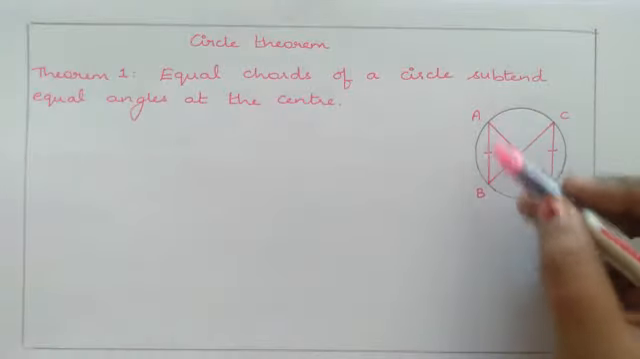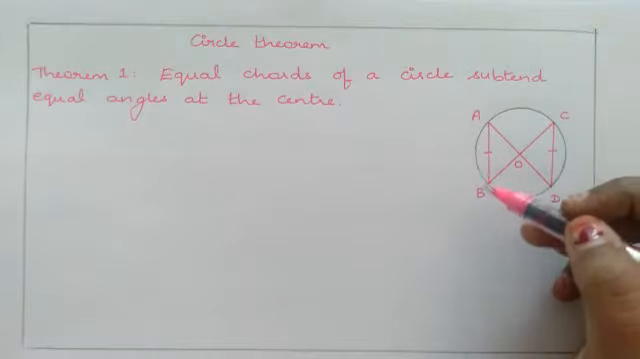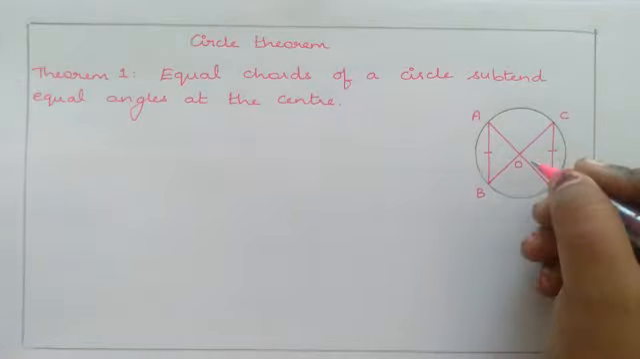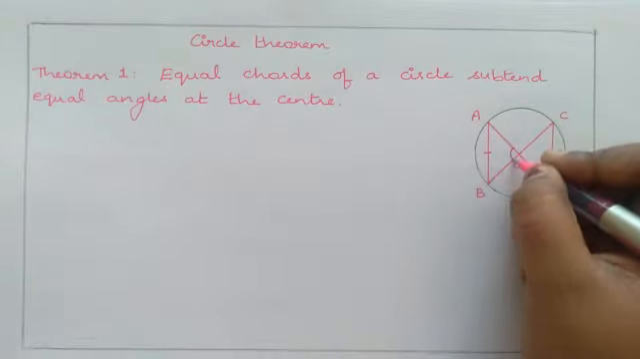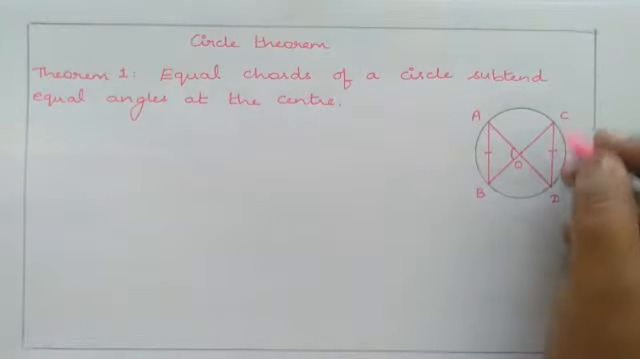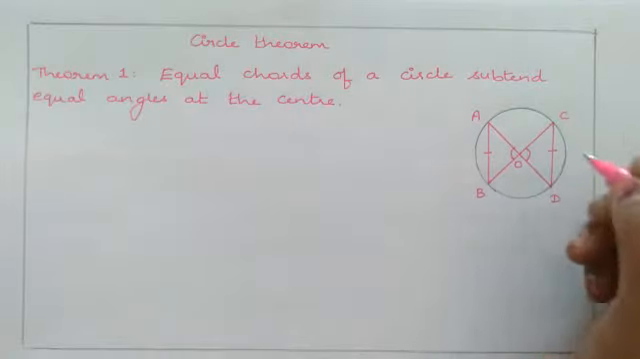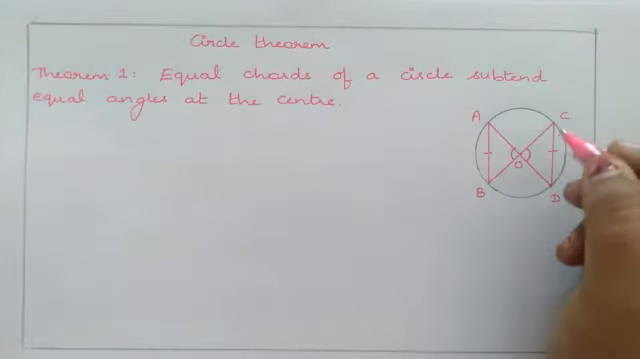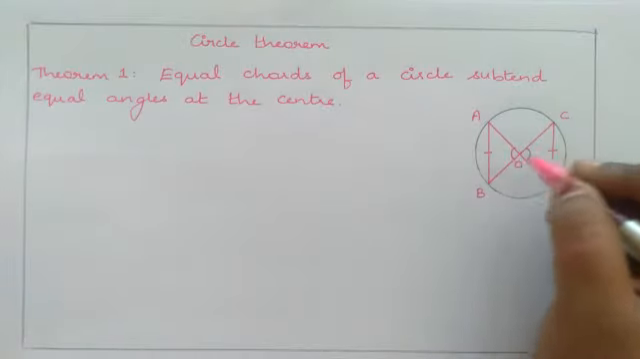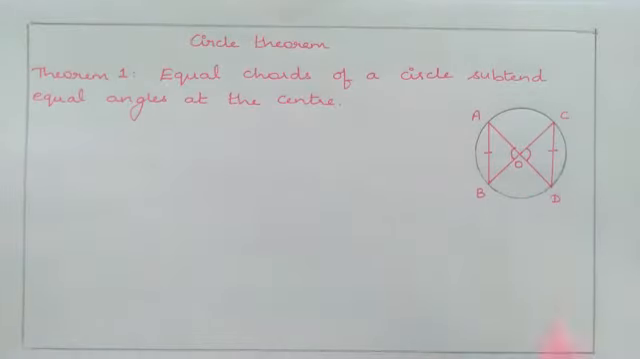We are given two chords which are equal. They are going to make angles with the center of the circle. That is, AB is a chord which is going to make an angle with the center. Same way, CD is a chord. This is going to make an angle with the center of the circle. We are going to prove that angle AOB and angle COD, that is the angles made by these two chords with the center, are equal. So let us prove that.